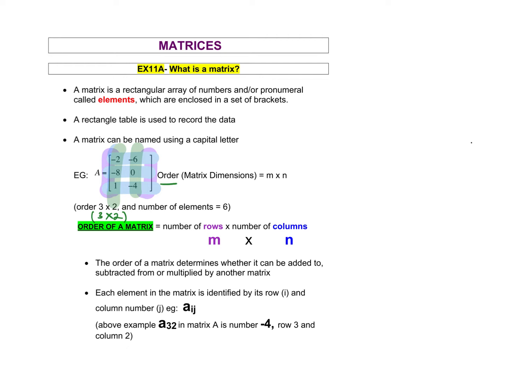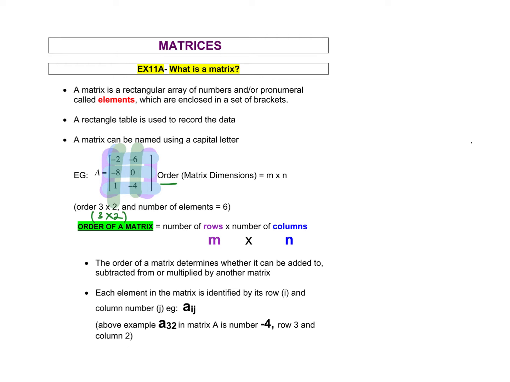The order is very important, particularly when we look at multiplication of matrices with another matrix. That's where we have to be careful.